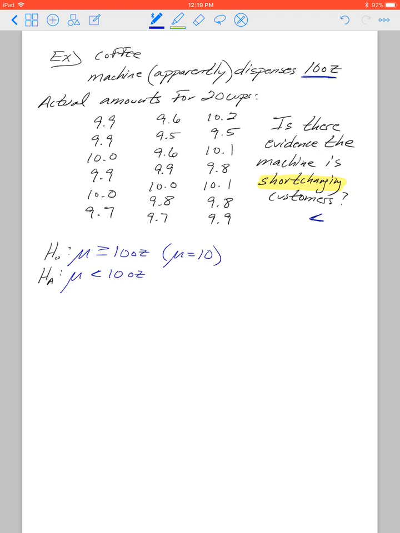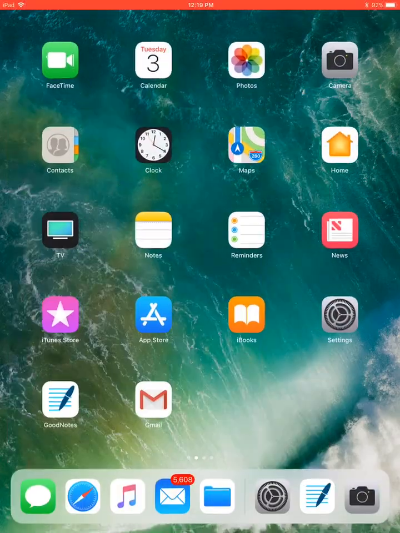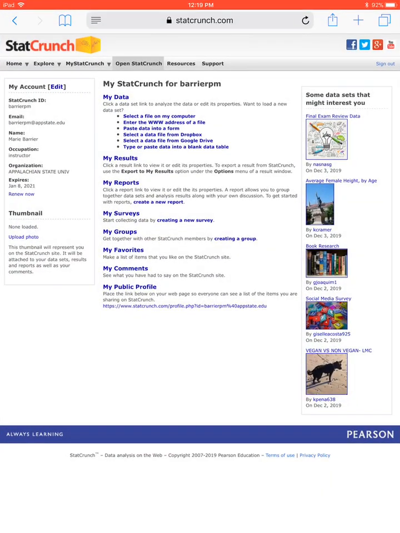And so the idea is, we do need to get that x bar. I don't know what that is yet. X bar equals what? And we're going to see what the probability of whatever these samples just now gave me is, if, in fact, this is the truth, that the average amount of coffee is 10 ounces. So now let's go over to StatCrunch and see if we can take a look at the kind of information that we would get.